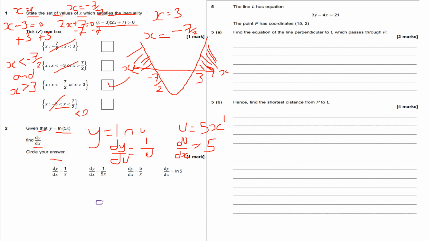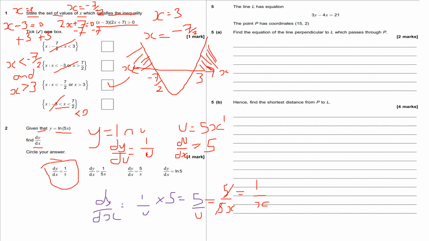For that, dy by dx, using the chain rule formula, is dy by du times du by dx. So it's 1 over u times 5, which is going to be 5 over u, and u in this case is equal to 5x. Oops, sorry. So u is equal to 5x. Okay, so you have 5 over 5x, which simplifies, so cancel the 5s, you get 1 over x. Again, sorry for the trigonometry, hopefully you would have got that, so that'll be option number 1, okay?